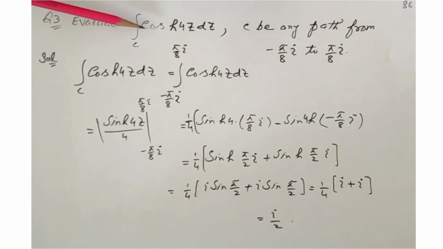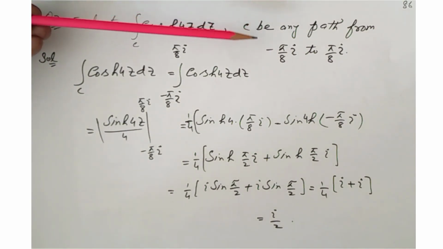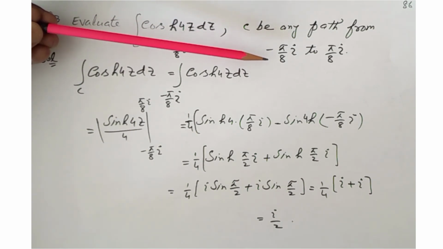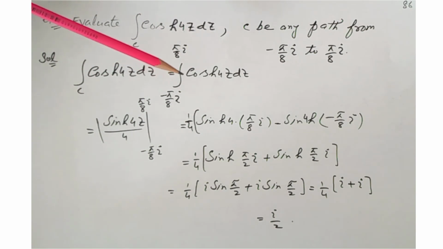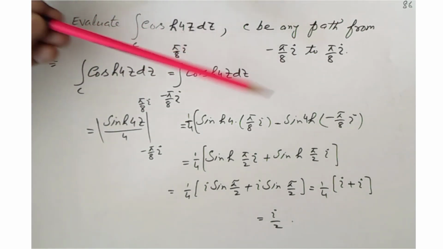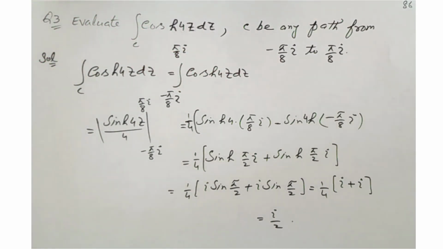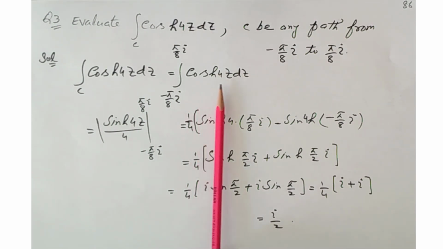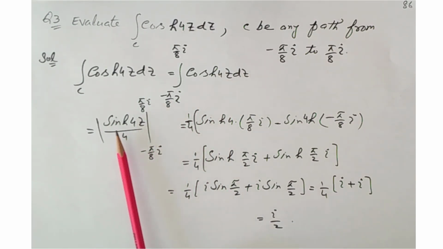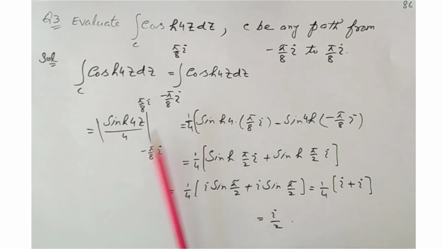Now question number 3. Evaluate the integral of cosh 4z dz, c being any path from -πi/8 to πi/8. Integral over c of cosh 4z dz, by applying the limits. The integral of cosh 4z is sinh 4z over 4. Now we apply the upper and lower limit.